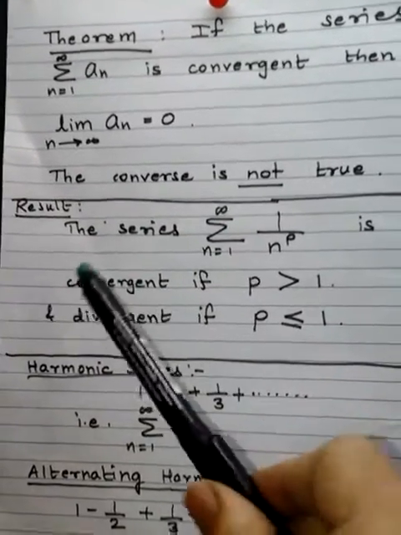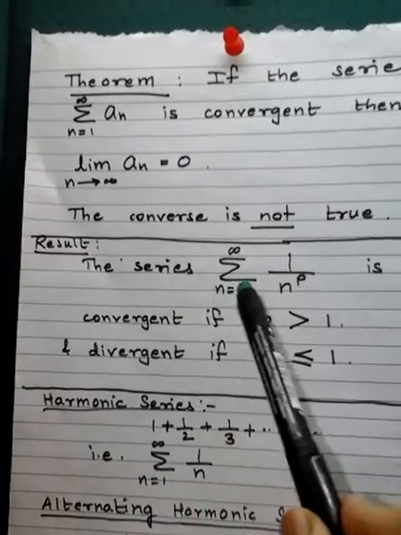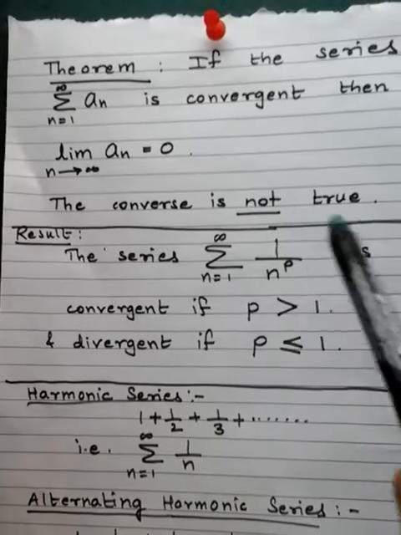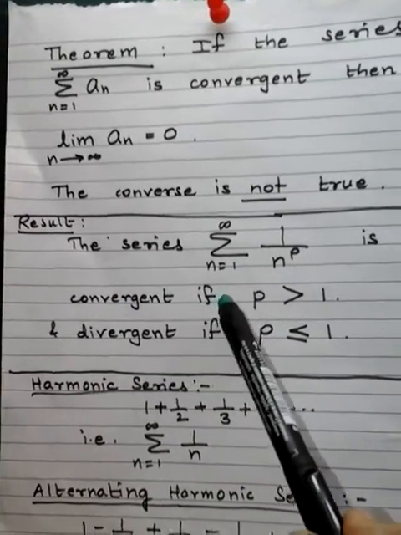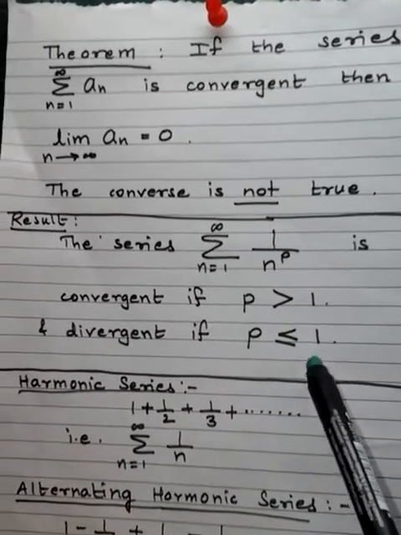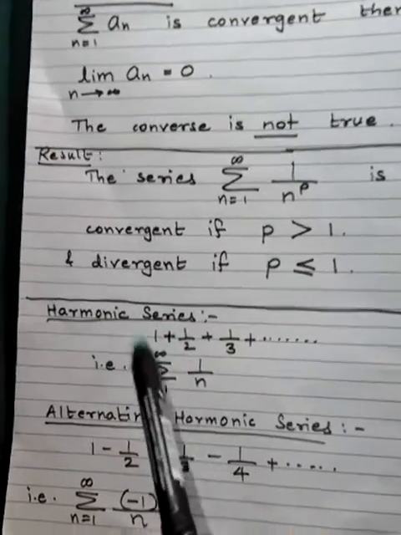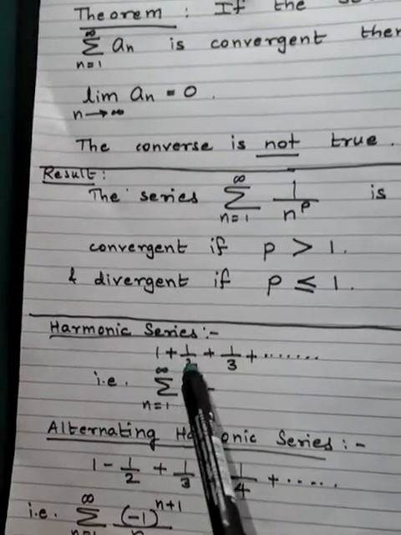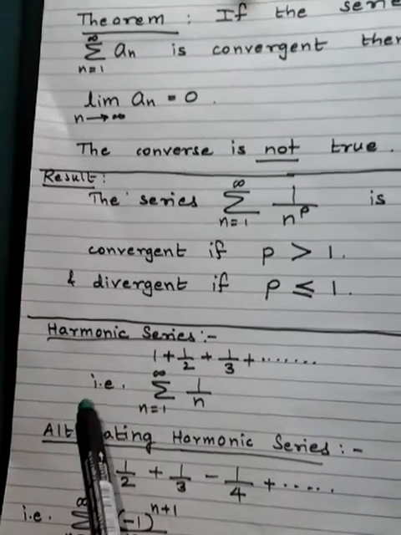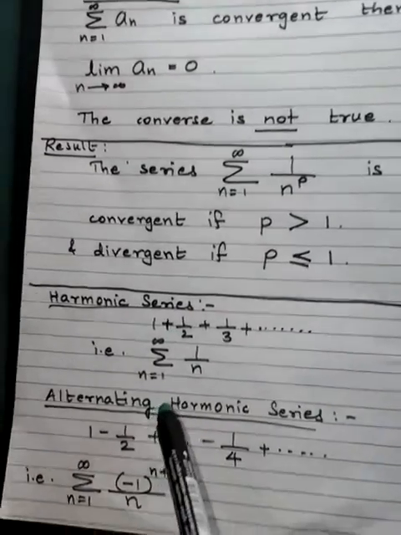The second result, which is known as p-series test, says the series summation 1 upon n raised to p, where n goes from 1 to infinity, is convergent if p is greater than 1 and is divergent if p is less than or equal to 1. The harmonic series is the series 1 plus half plus 1 by 3 onwards. That can also be written as summation of 1 upon n, where n goes from 1 to infinity.